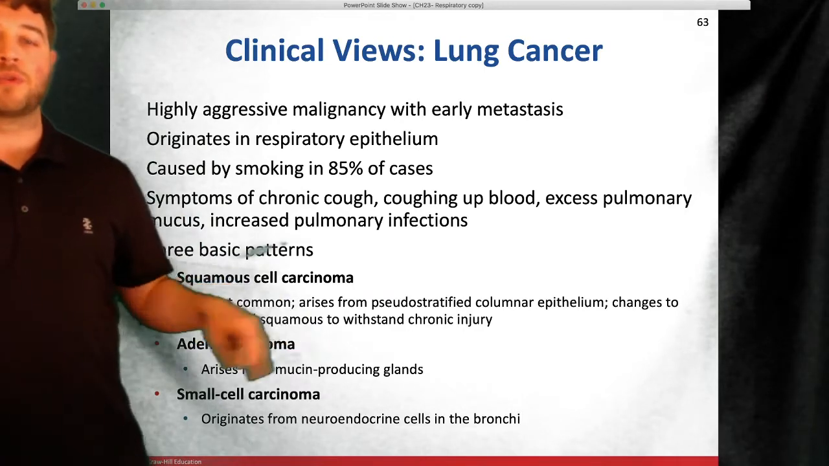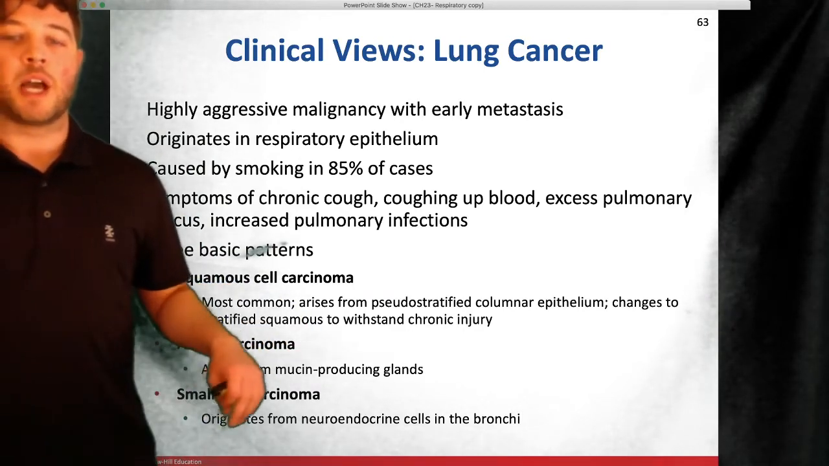Adenocarcinoma arises from mucin-producing glands, and small cell carcinoma from neuroendocrine cells.